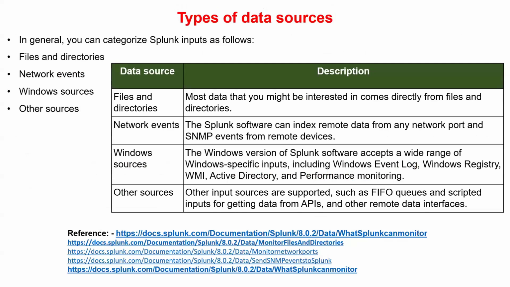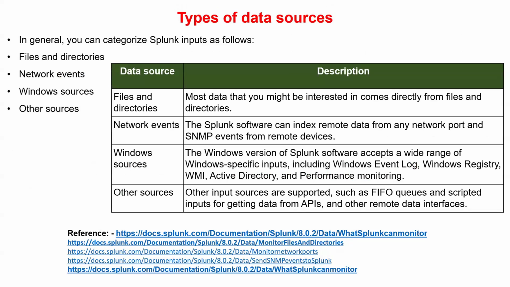There are various data sources in Splunk, meaning the source from which data is coming is called a data source. You can monitor any file or directory on your local computer or server. You can monitor any network events from any network port. You know various network ports, like 80 is for HTTP and 443 for HTTPS. If you want to monitor the activity of any port, you can monitor that.